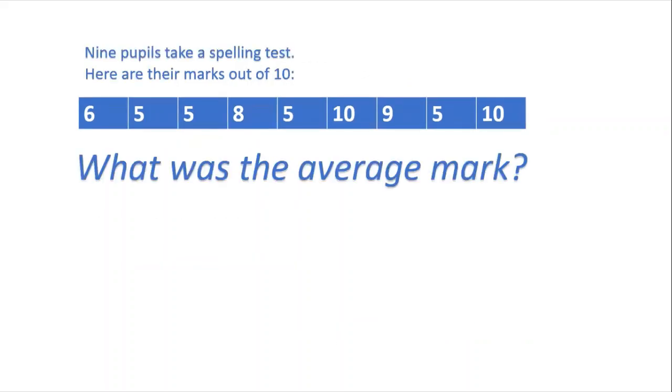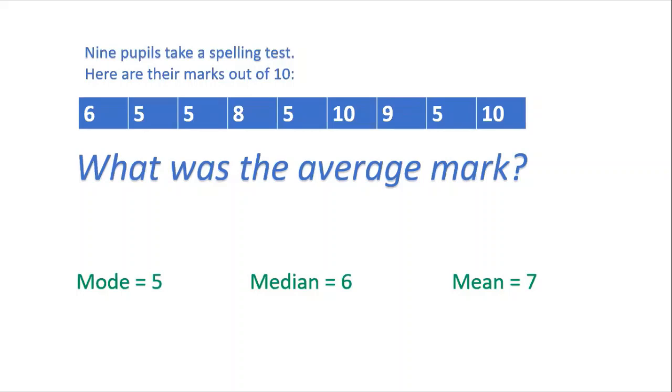So to summarise, if we ask the question, what was the average mark? It was 5 if we use the mode, or it was 6 if we use the median, or it was 7 if we use the mean. So notice there that 3 different types of average give us 3 answers.